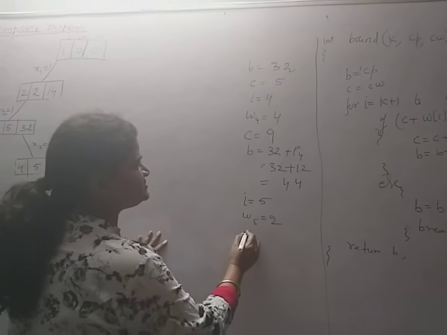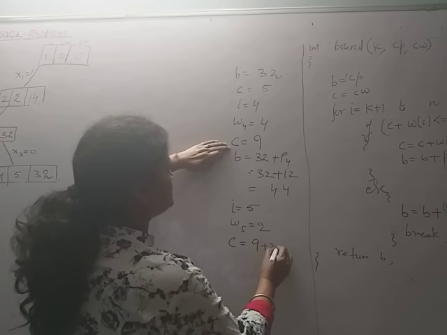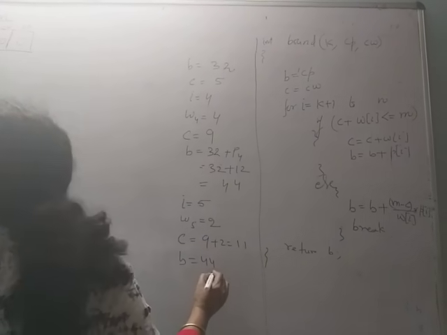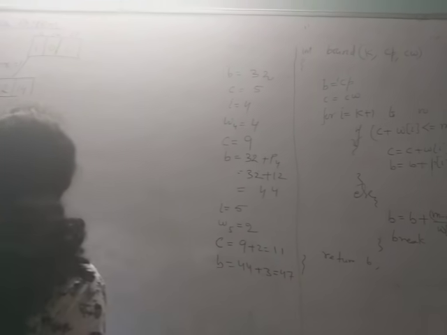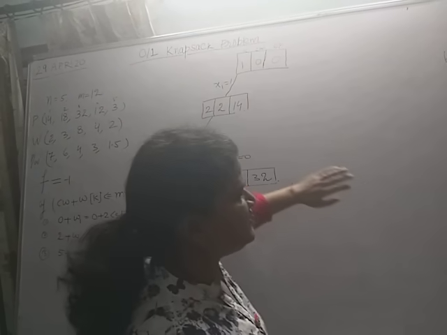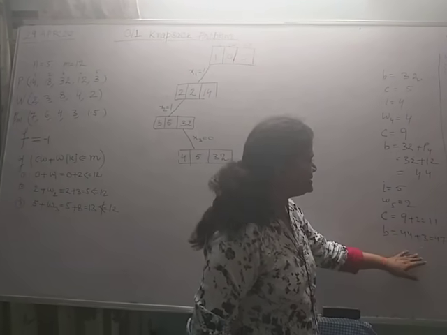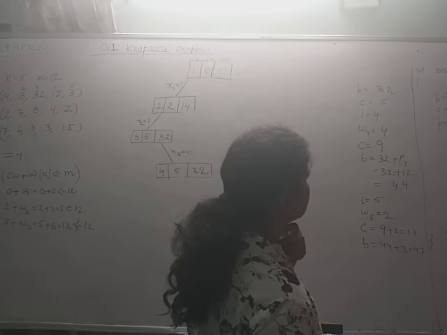So the new value of C is 9 plus 2, that is 11, and the new value of B is 44 plus 3, that is 47. Here 44 plus the profit of the fifth weight, which is 3. So 44 plus 3, 47. Okay. Just one more time check it.